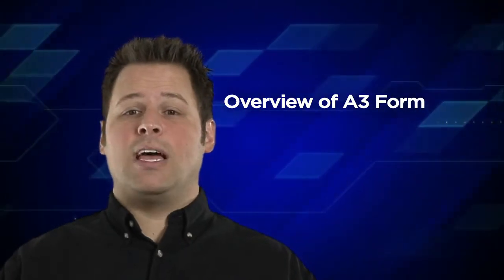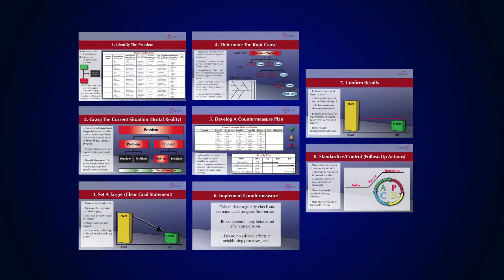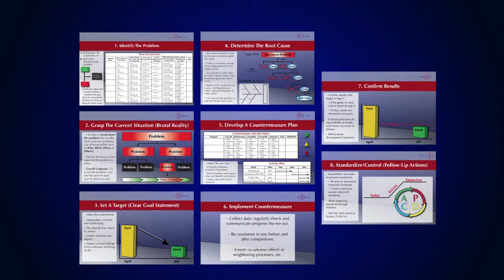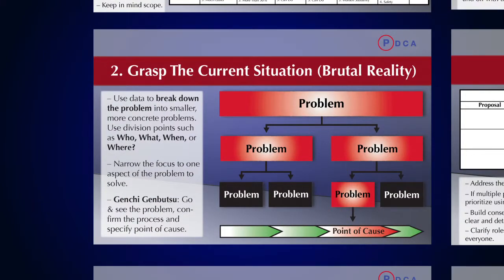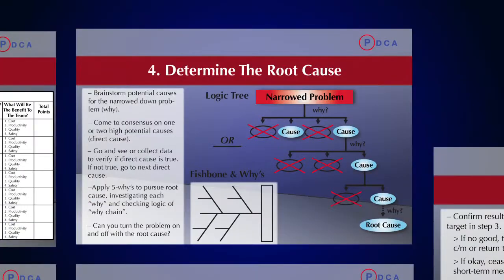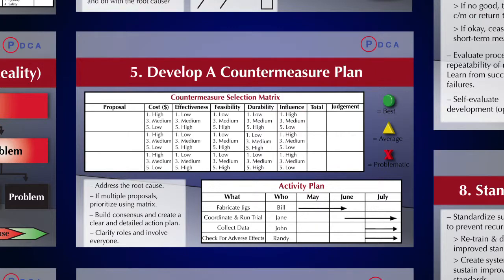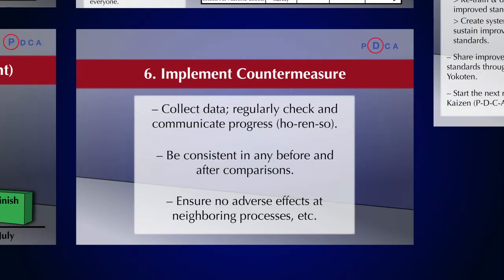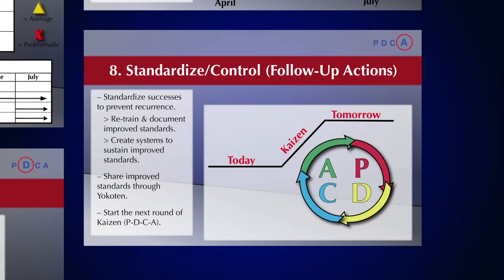As we move through each section, we will also show the steps that are used for our sample problem. The A3 problem-solving report form is divided into the following 8 steps. Step 1, identify the problem. Step 2, grasp the current situation. Step 3, set a target. Step 4, determine the root cause. Step 5, develop a countermeasure plan. Step 6, implement countermeasure. Step 7, confirm results. And finally, Step 8, standardize and control.